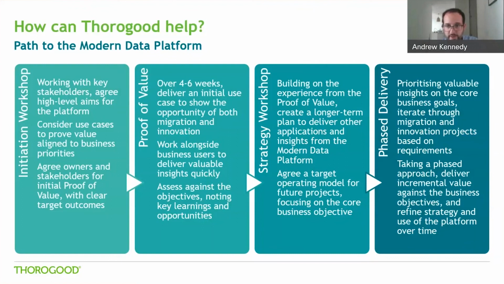So we tend to start with an initiation workshop, where we work with the key stakeholders to agree high-level aims, talk through some of the different use cases, agree who the owners and stakeholders are for the rest of the process. And then from there, we start delivering things like a proof of value, so show what the platform can do, understand what some of the priorities in the organization are, how they align to the data platform. And from there, that lets us build out a wider strategy by bringing in the different stakeholders. And from there, then a phased delivery.